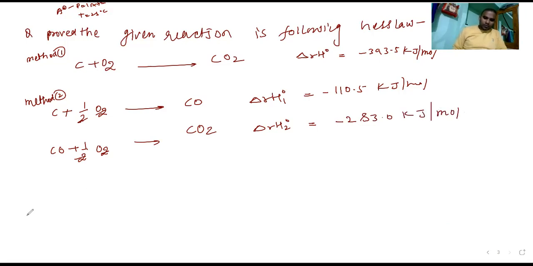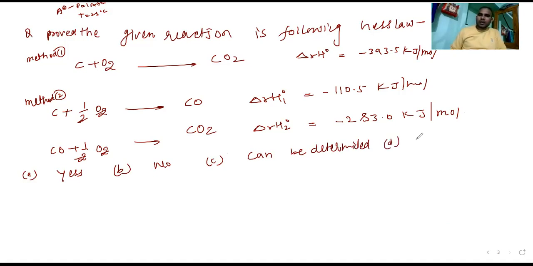Option A they are saying yes, according to Hess law. Option B they are saying no. Option C they are saying can't be determined. Option D they are saying incomplete statement.